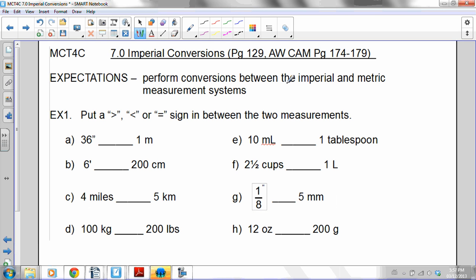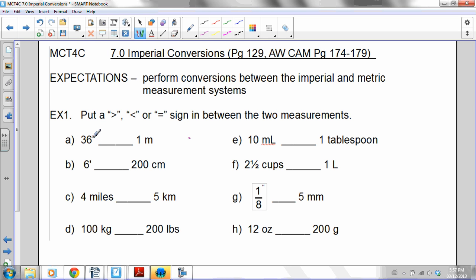Here's the lesson. Perform conversions between the imperial and metric measurement systems. We've been thinking about this already. Here, this first example, we just want to get a feel for how much we know these measurements. It says put a greater than, less than, or equal sign in between the two measurements. So which is bigger, 36 inches or 1 meter?